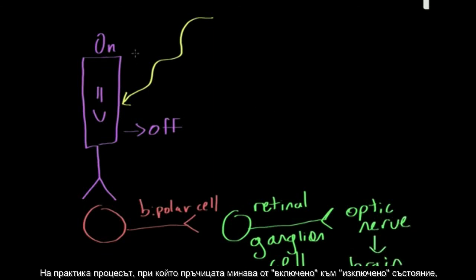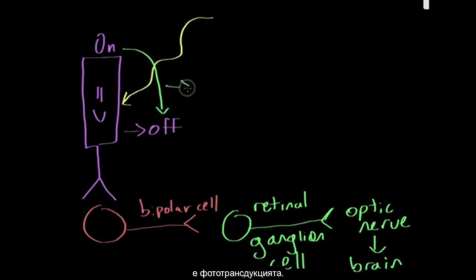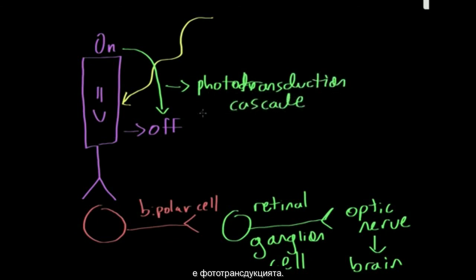The process of turning the rod from on to off is the phototransduction cascade. So this is generally what happens when light hits the retina. It hits the rod, turns on all these cells, and then enters the brain. And then your brain makes sense of what's happening by creating a rich visual field, which we can enjoy every single day. All right.